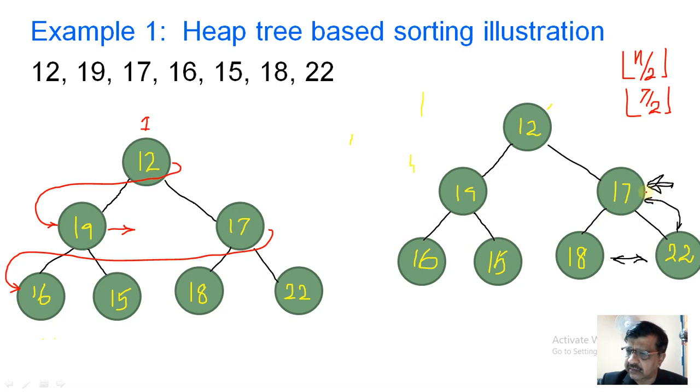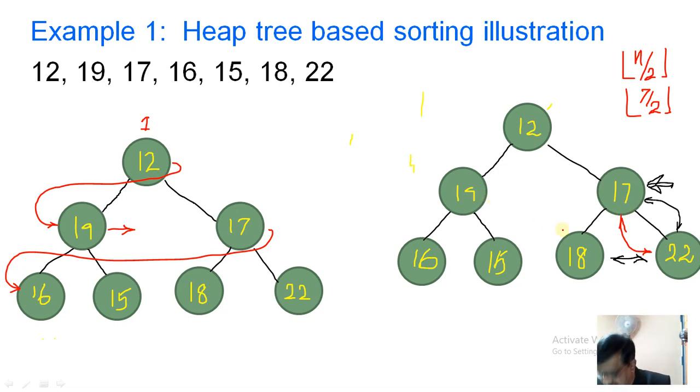So, the algorithm enters into the last parent, that is 17, and his children will be compared. His children are 2 into 3, that is 6, and 2 into 3 plus 1, that is 7. A comparison will take place among the children. It is 18 and 22. 22 is the winner, 22 is the biggest, and 22 will be compared with his parent, and this fellow happens to be lesser than 22. Therefore, swapping will take place. 17 will come to the leaf, 22 will occupy the parental position.